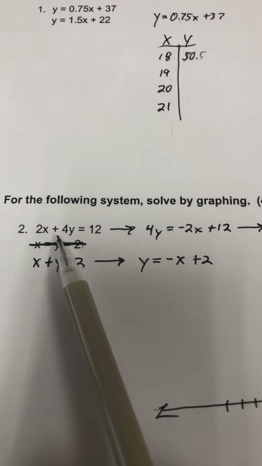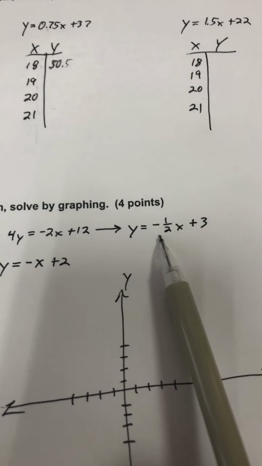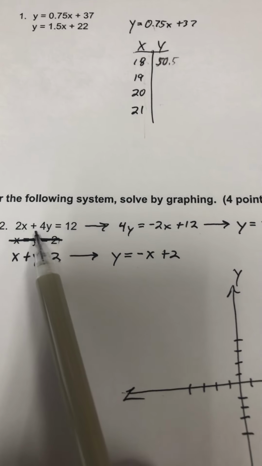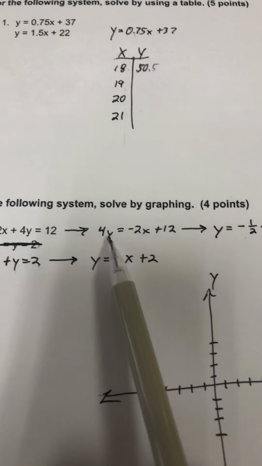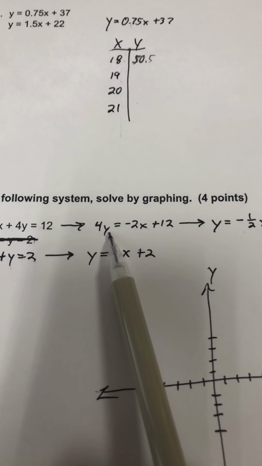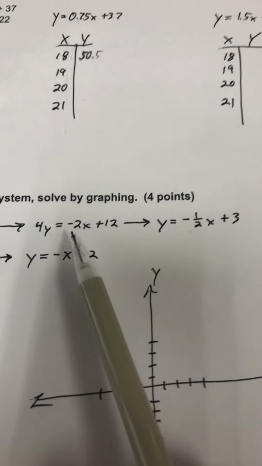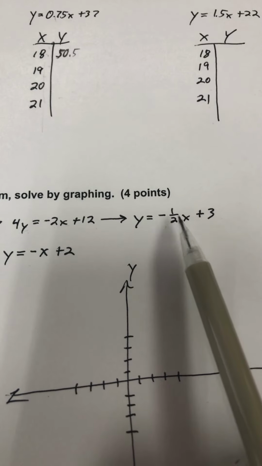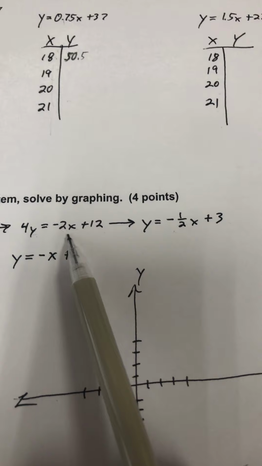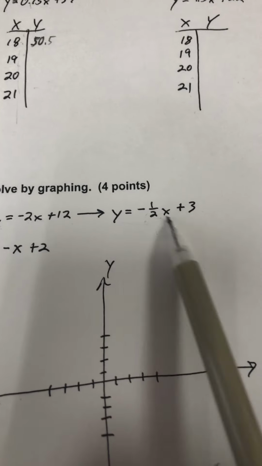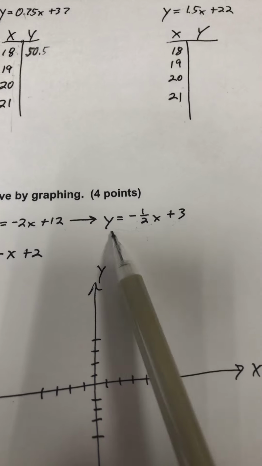I saved you some trouble. I put it in slope-intercept form for you. How I did that, I subtracted 2x from both sides of this equation. That gives me my 4y by itself. That's why I did it. Then I'm going to divide everything by 4. This becomes negative 2 over 4, which is negative 1/2. And now it's in slope-intercept form. Now you can actually graph this.